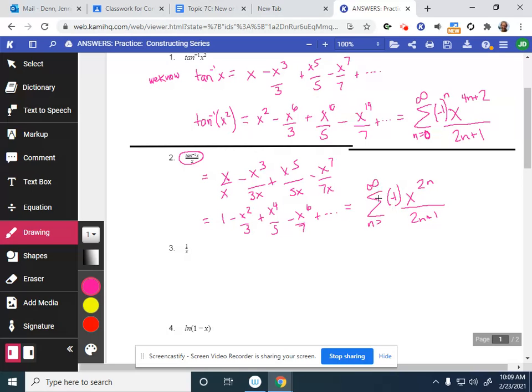So let's check out n. If we have n start with 0, then I'm going to get that first term to work out. And I can also let this be n, and that gives me a positive first term.